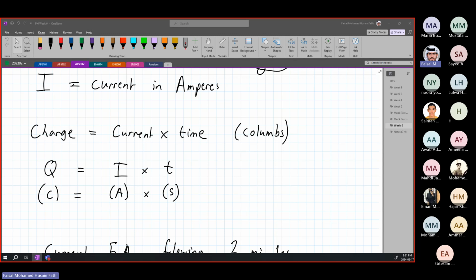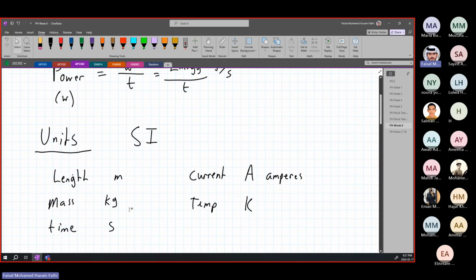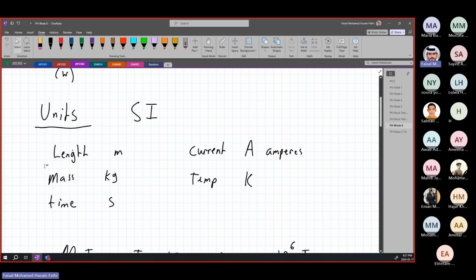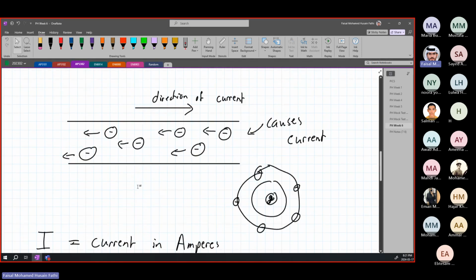Not an hour. No, you are not going to be using hours when you're trying to find charge, because it's part of the SI units. So in our SI units, we have length in meters, mass in kilograms, time has to be in seconds, and current has to be in amperes. So you have to follow your SI units when you are solving.